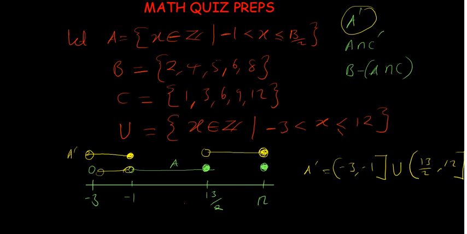So let me just show a simple example. If A is from 1 up to 2, a very simple example like that, and then you have B, which is 1 and 2.